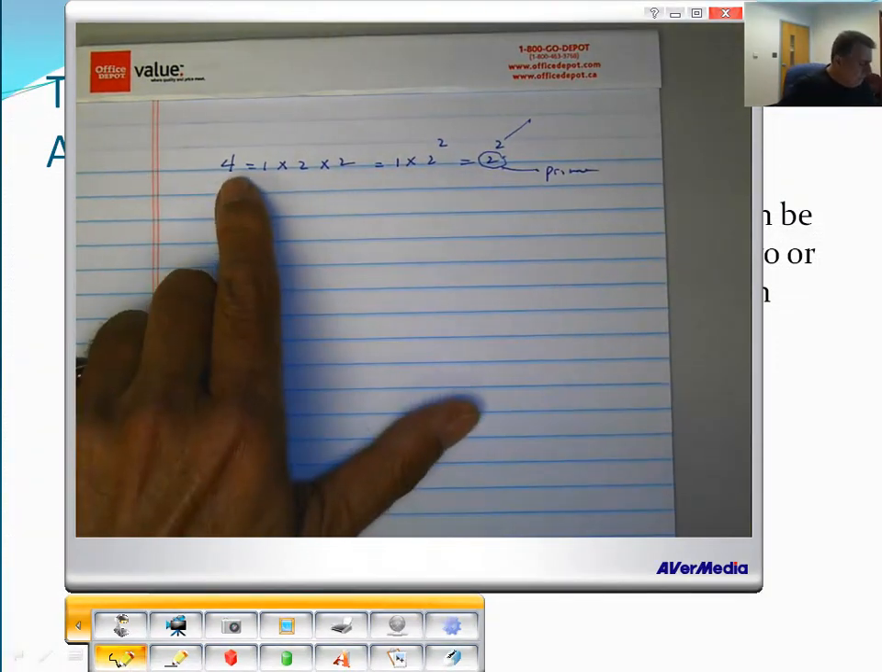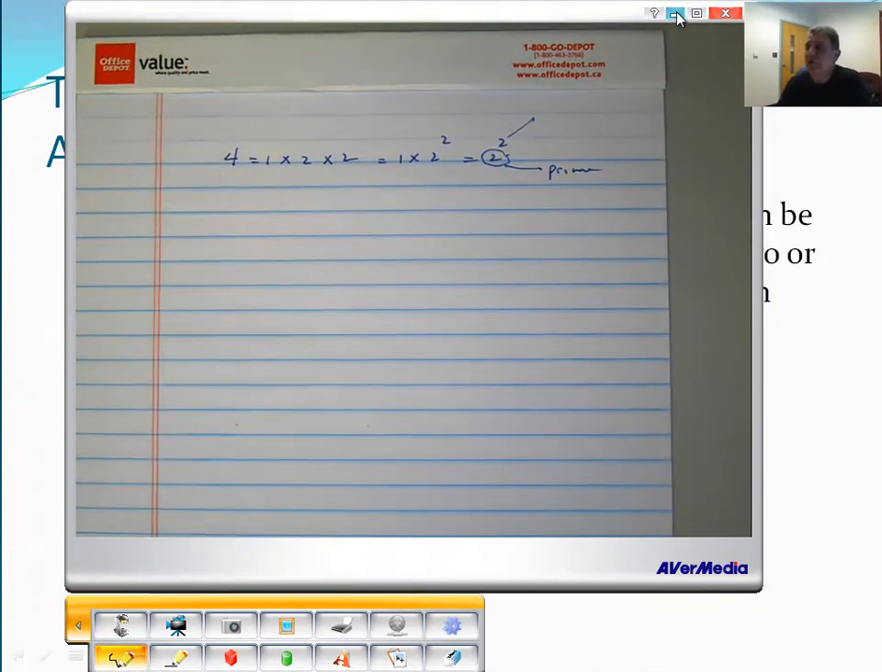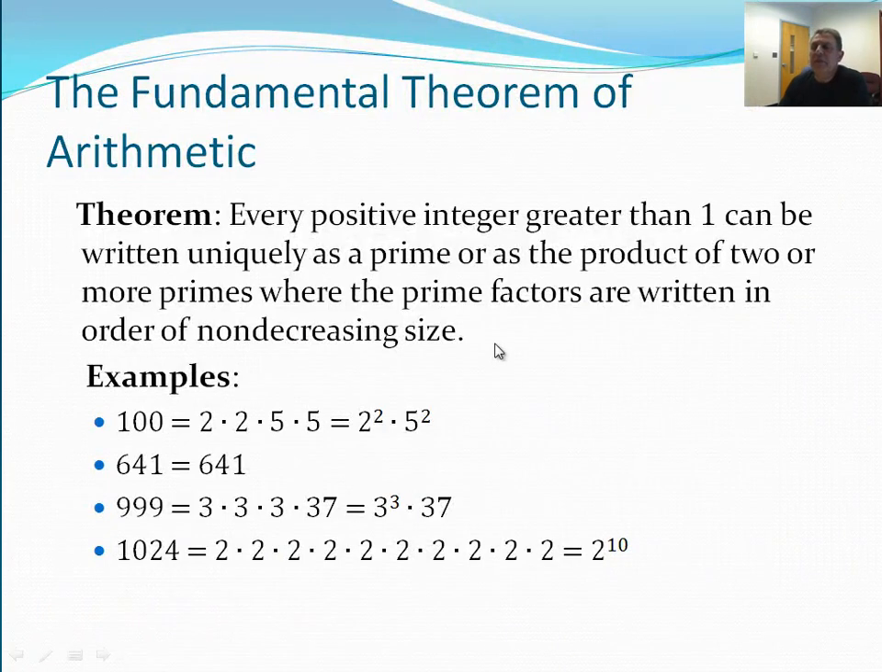So any non-prime number, or composite number, we should be able to write in the form of a product of prime numbers. That will be equal to that composite number. So, for example, 100.